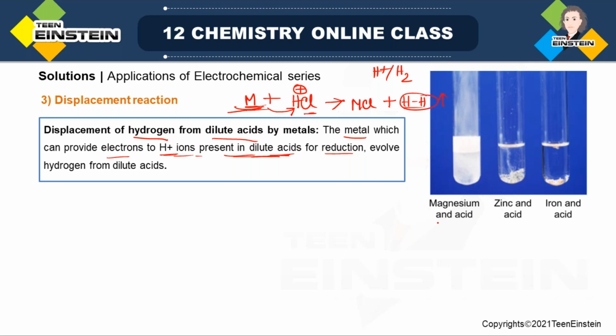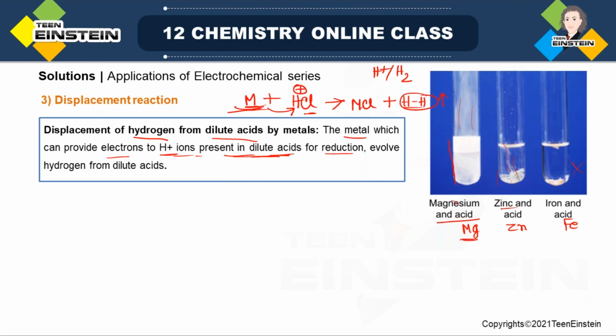Now, if we look at these examples, here we have taken three different metals, Mg, Zn, and iron. See, in the first case, the reaction is very vigorous. Fumes are observed. In the second case, the reaction rate is moderate, slight fumes you can see, but in the case of iron, there is no reaction at all. So gradually, as we move from Mg to Zn to Fe, the reaction rate is decreasing.